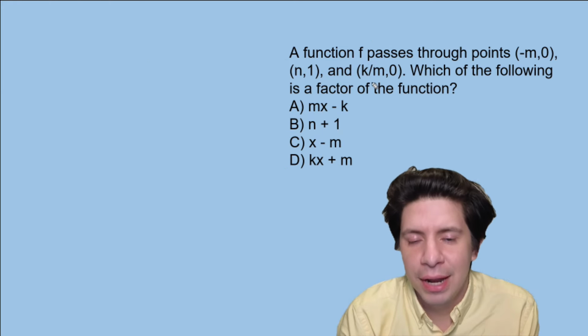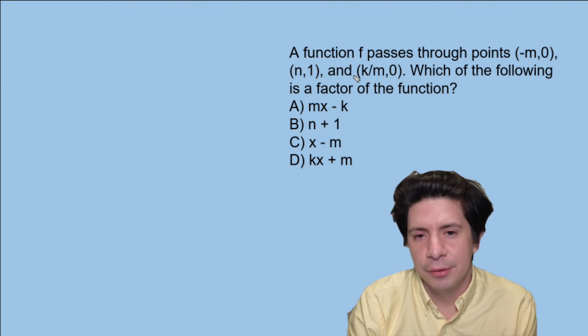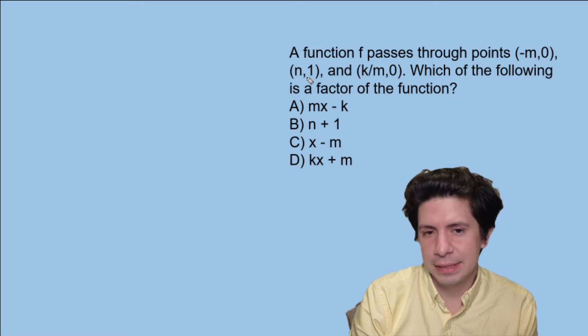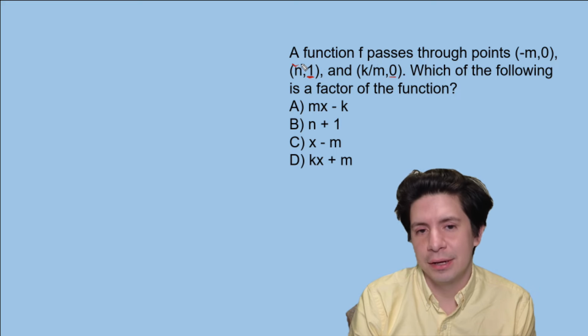Again, we're making it abstract here, right? A function f passes through the points negative m over 0, n comma 1, and km 0. Which of the following is a factor of the function? I want you to notice they're tricky here with this n comma 1. This is not a factor. A factor has to have a 0, right? This is a remainder of 1. So this one's not going to work.